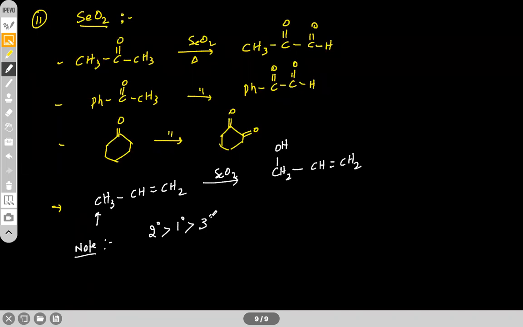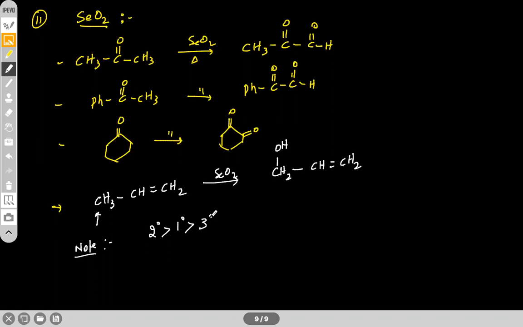Means suppose the allylic carbons are 1 degree and 3 degree, then the OH group gets attached at the primary, 1 degree carbon, because the rate of the reaction is higher. If it is 2 degree and 1 degree, then the OH group gets attached at the secondary carbon, that is 2 degree.